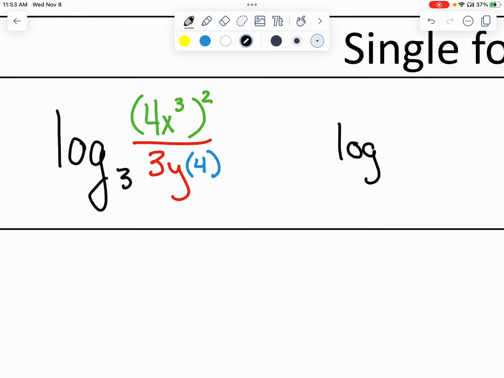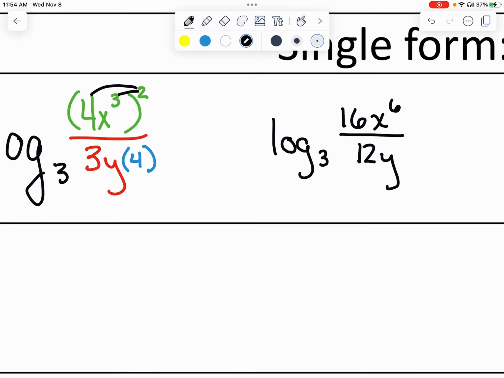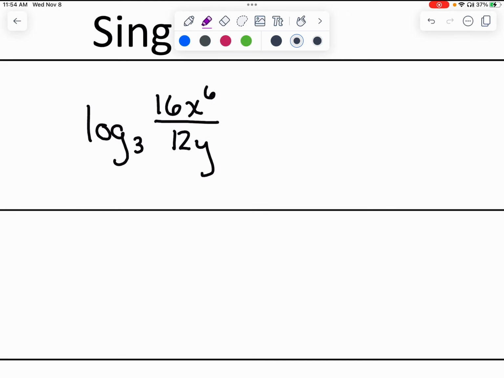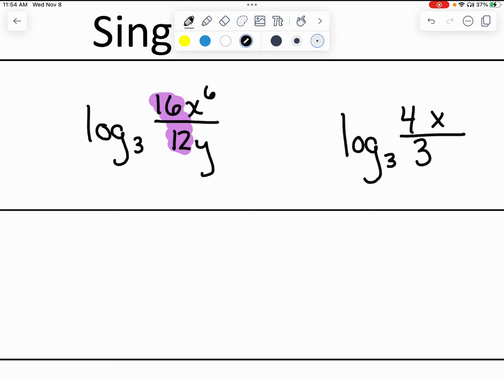Simplified, that's going to be log base 3. Let's see, 4 squared is 16. X to the third, squared, is actually x to the sixth, 3 times 2. And 3 times 4 is 12 with a y left over. Oh, there is one more step, because I always need to look and see if I can reduce using my chapter 6 skills. So log base 3, 16 over 12, let's see, 4 goes into both of those. It's going to be 4 over 3 when it's done, and we're going to have x to the sixth and y on the bottom.